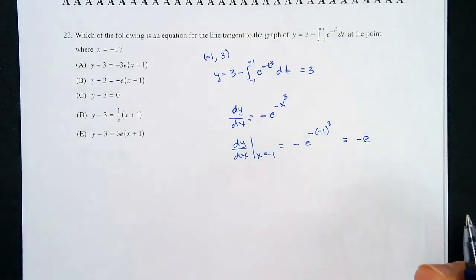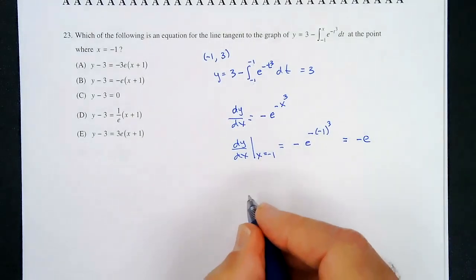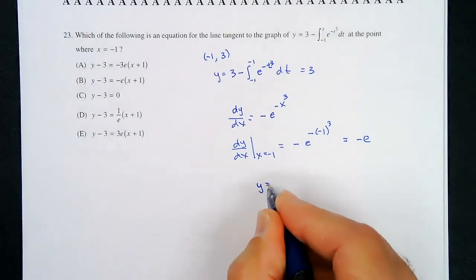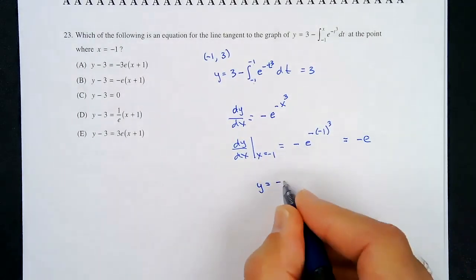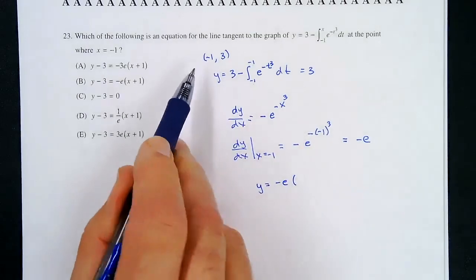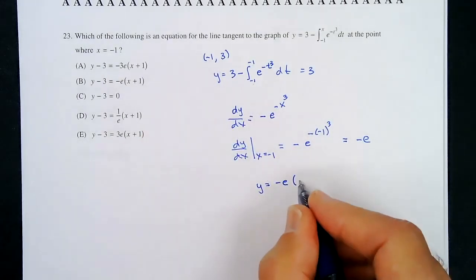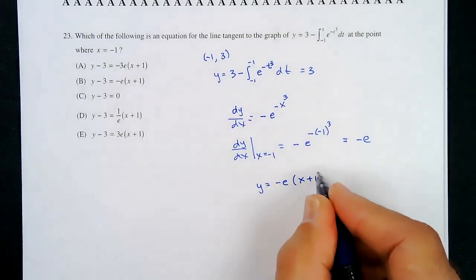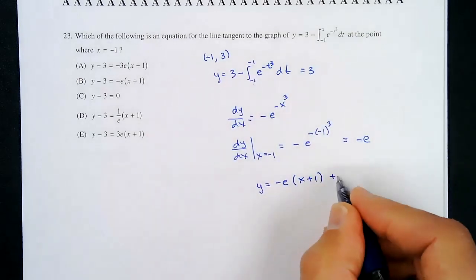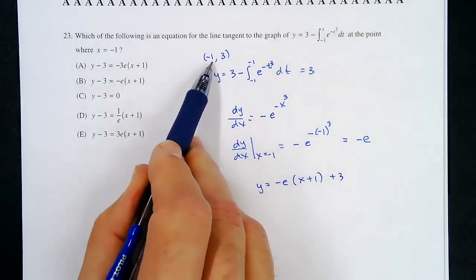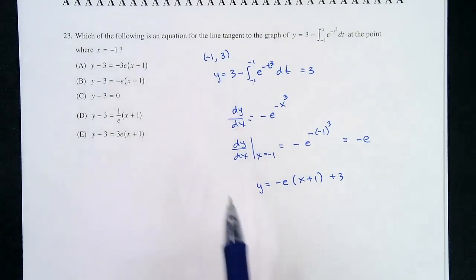And so my equation for my line would be y is equal to my slope, which is negative e, times x minus -1, so x plus 1, and then plus 3. Because I need to shift it to go through this point. So I would need to shift it to the left, and I would need to shift it up 3.